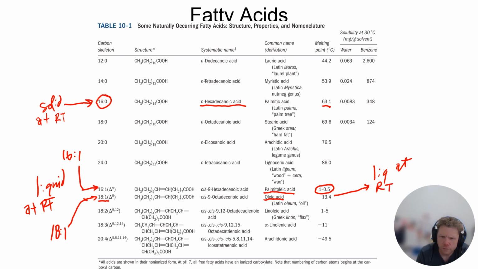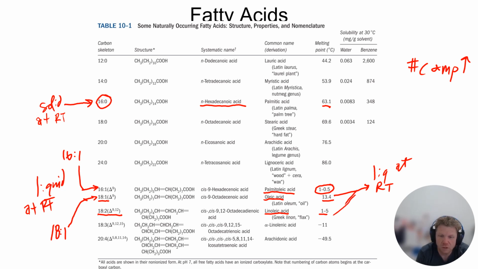Now the melting point goes up. So as our number of carbons goes up, so too does our melting point. Okay, so number of carbons and melting point go up together. Now then let's look at 18:2. So we've added one more double bond in there. We've gone from oleic acid to linoleic acid. We go from 13.4 degrees Celsius as our melting point to between 1 and 5 degrees Celsius. So these are all liquids at room temperature.